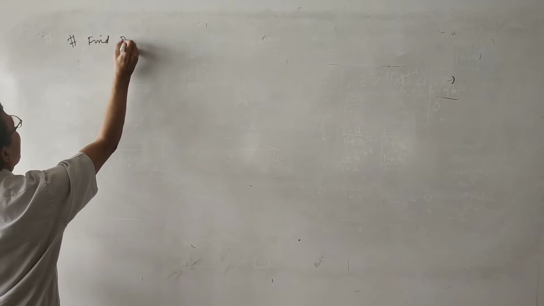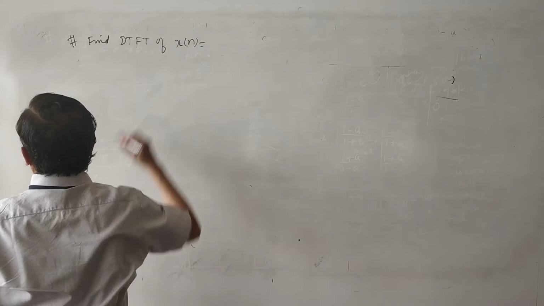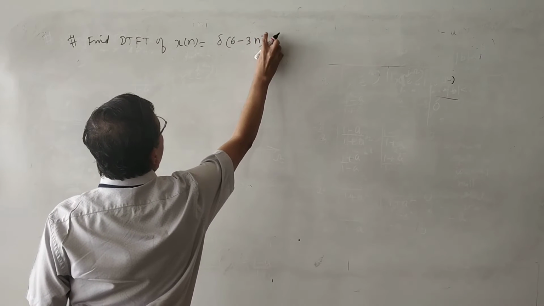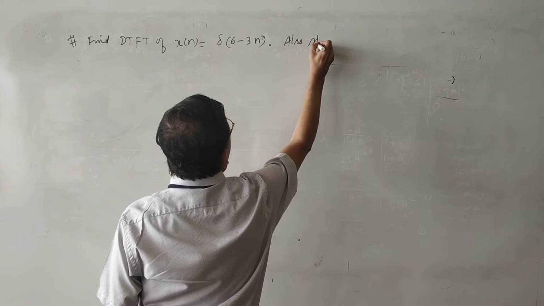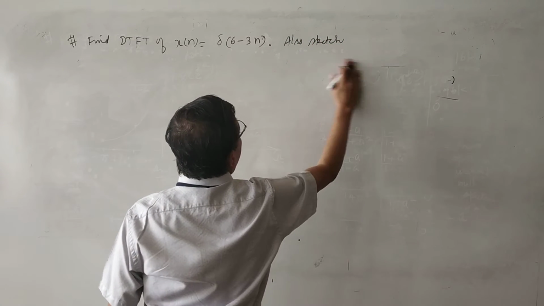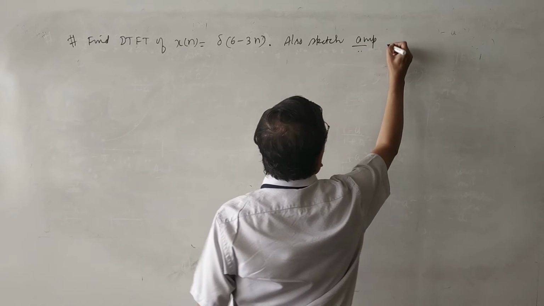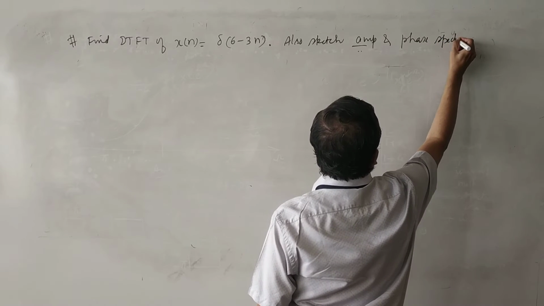Find the DTFT of x of n equal to delta of 6 minus 3n. Also sketch amplitude and phase spectra.